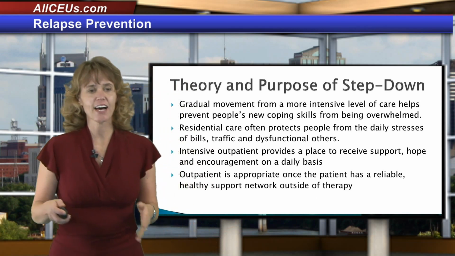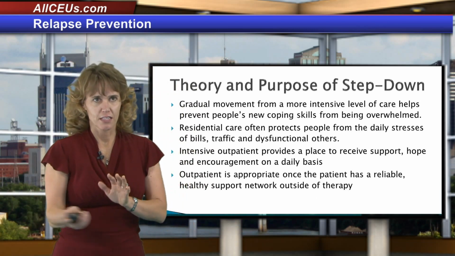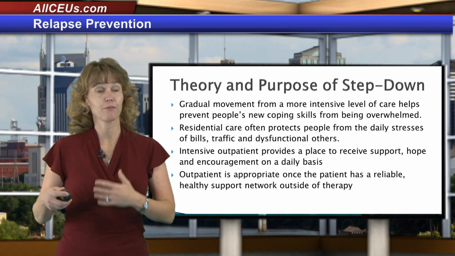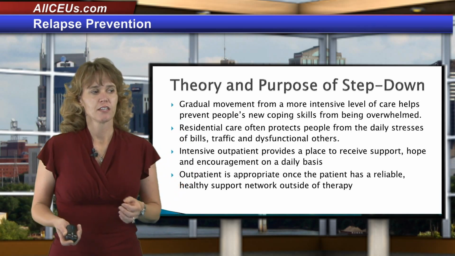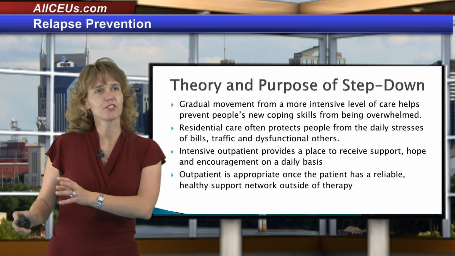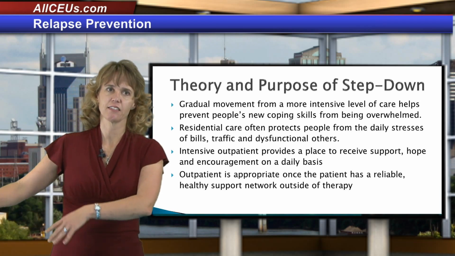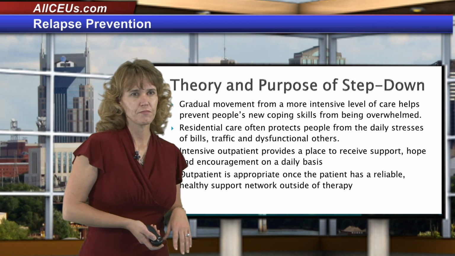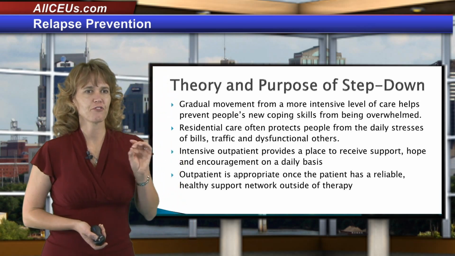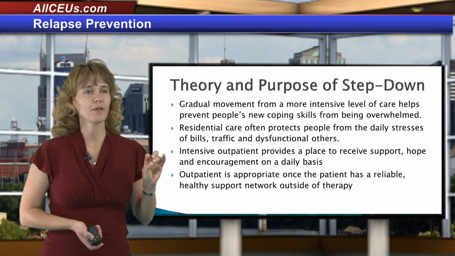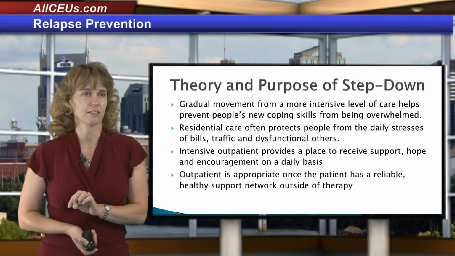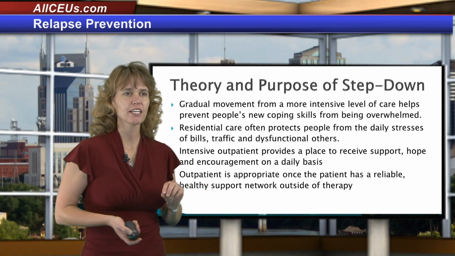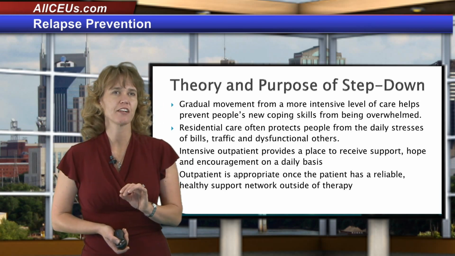So as they go back out in the world, things will start hitting them. They'll have to adjust that relapse prevention plan pretty rapidly at first, and then as that adjustment slows down, then they can gradually decrease the intensity of their treatment. Intensive outpatient provides a place to receive support, hope, and encouragement on a daily basis. Outpatient is appropriate once the patient has a reliable, healthy support network outside of therapy.